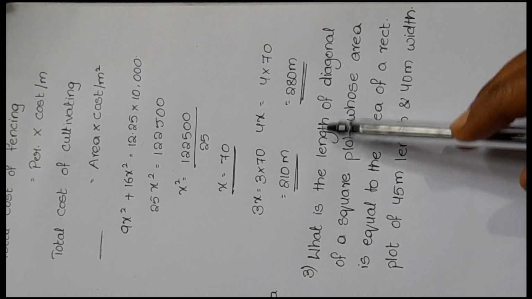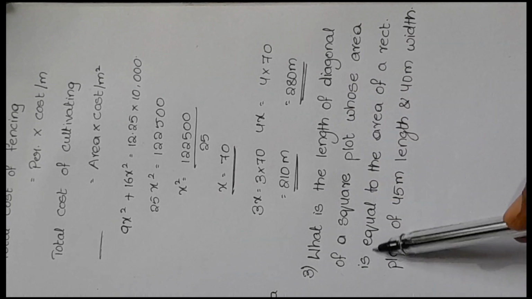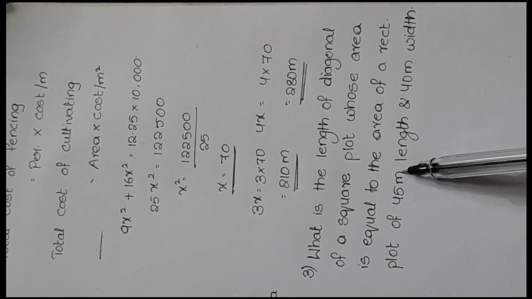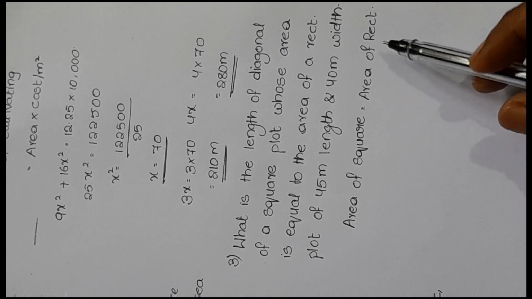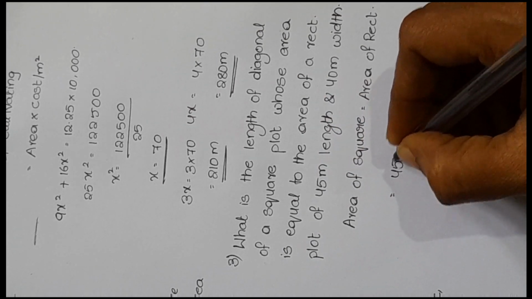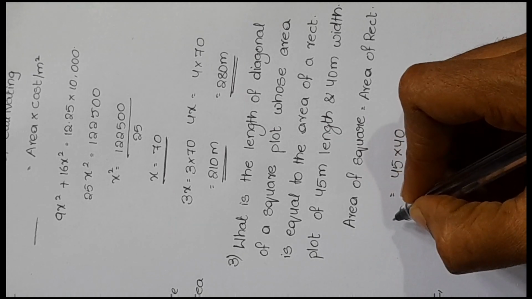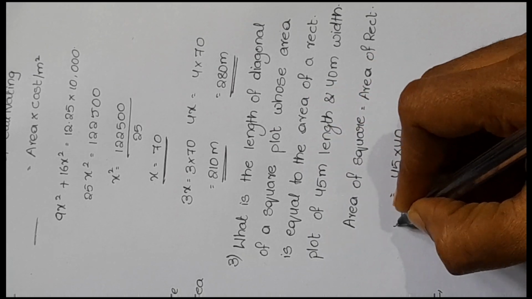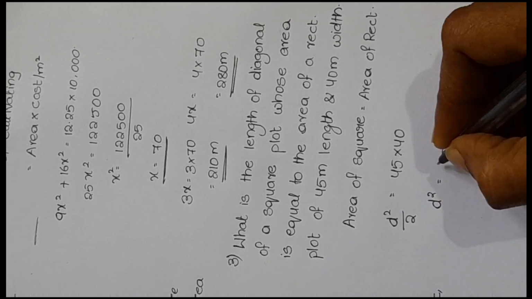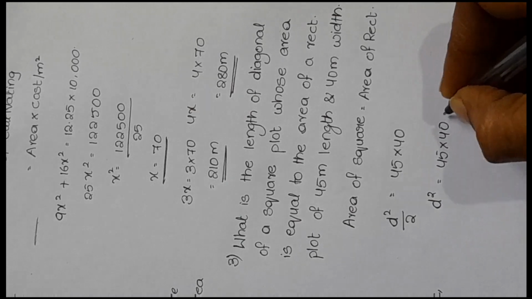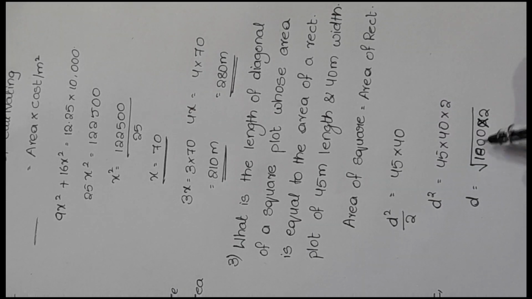Question number 3. What is the length of the diagonal of a square plot whose area is equal to the area of a rectangular plot of 45 meters length and 40 meters width? In the question, the area of the square is equal to the area of the rectangle, which is equal to 45 into 40. But the area of the square in terms of the diagonal can be written as d square by 2. Now d square is equal to 45 into 40 into 2. D is equal to root of 1800 into 2, since 45 into 40 is 1800. From this we get D is equal to 60 meters. This is the required answer.